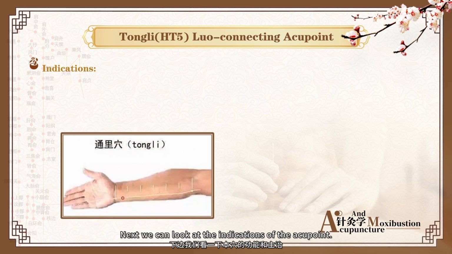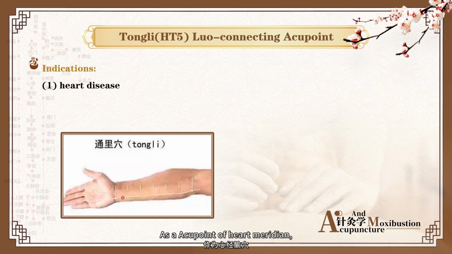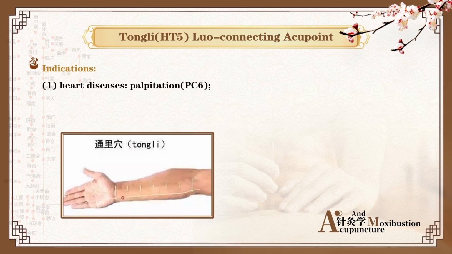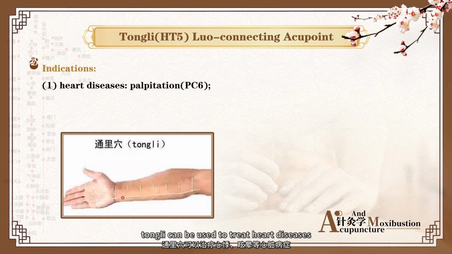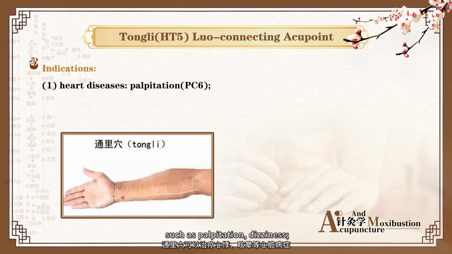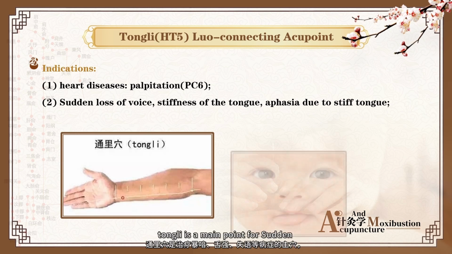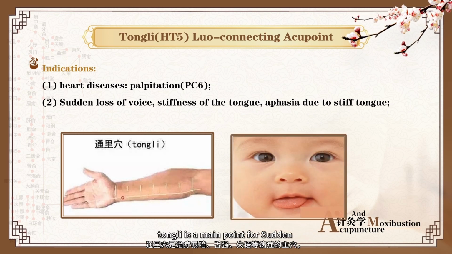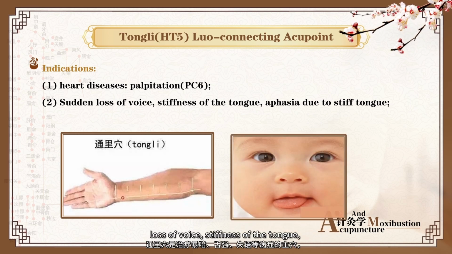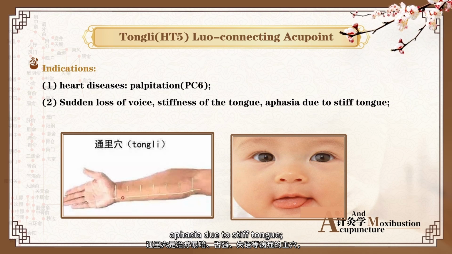Next, we can look at the indications of the acupoint. As the acupoint of heart meridian, Tongli can be used to treat heart diseases such as palpitation, dizziness. As a luo connecting acupoint, Tongli is a main point for sudden loss of voice, stiffness of the tongue, aphasia due to stiff tongue.